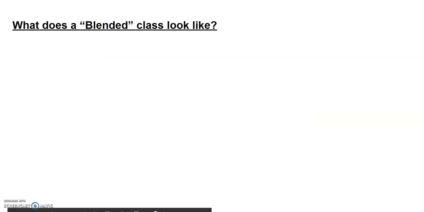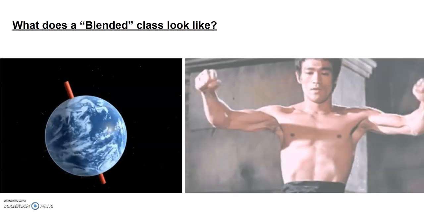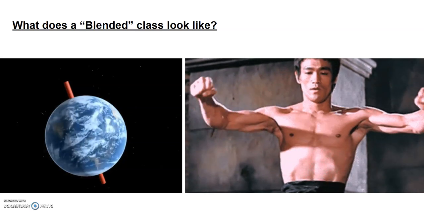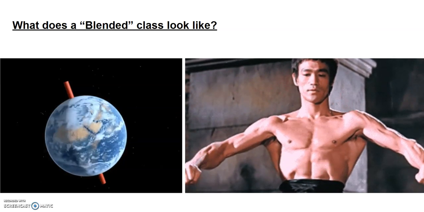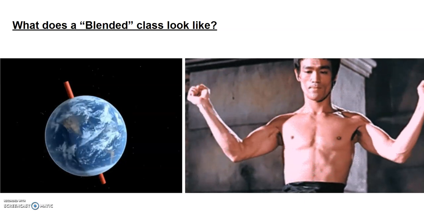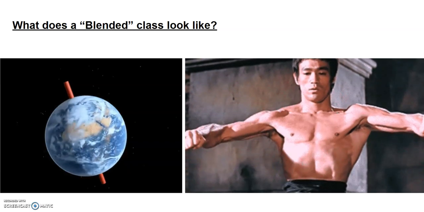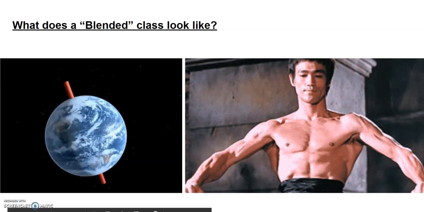So what does a blended class look like? There are 4 official models of blended learning. For our purposes, we're going to focus on the rotation and the flex models. The rotation is more synchronous and also known as a sustaining model. So more teacher control, less student agency. The flex model is more asynchronous. It's the disruptive model. More student agency, less teacher control.